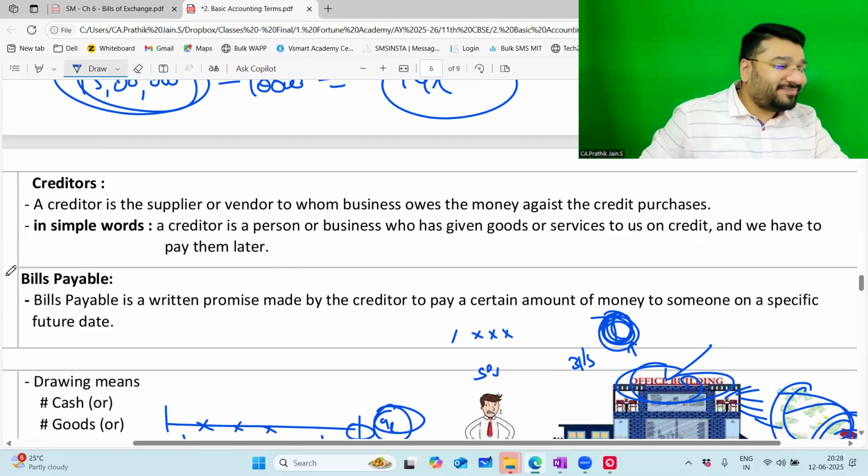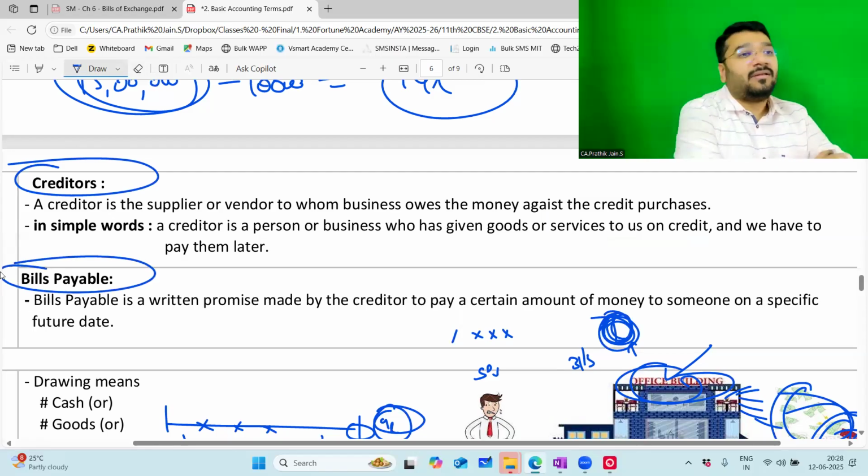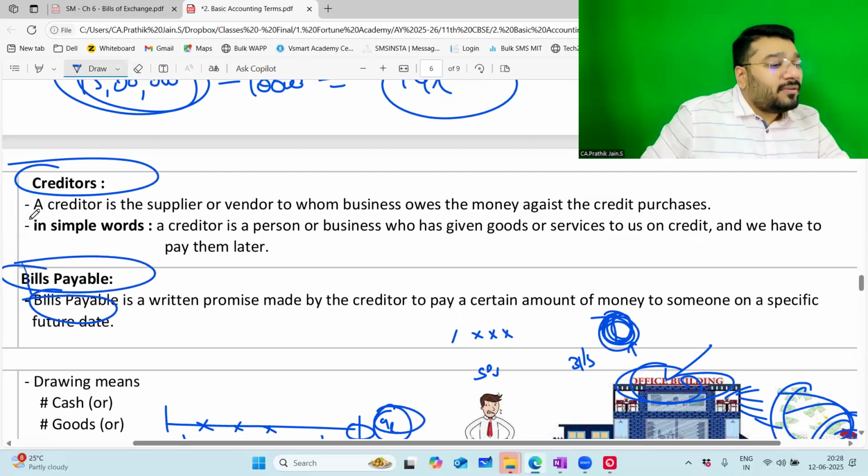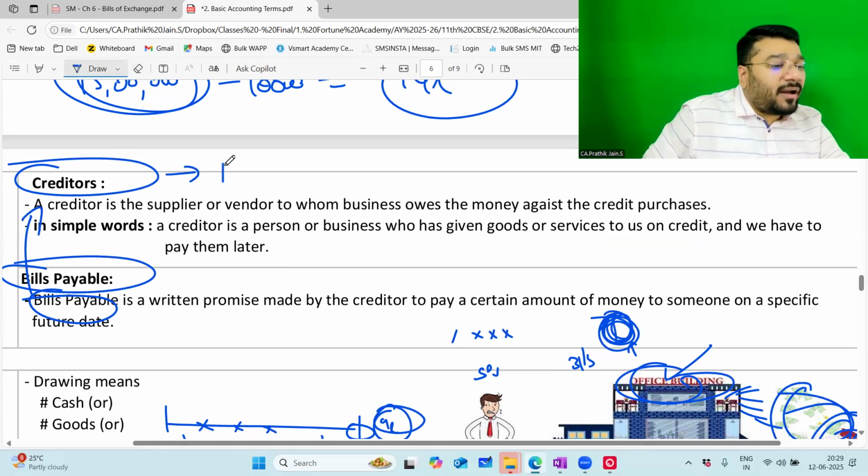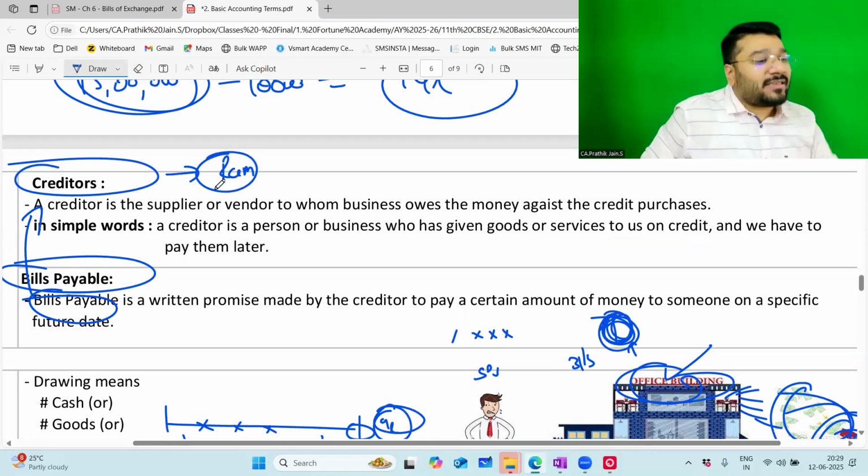Go. No problem. Creditors. Clear? Next, bills payable. Bills payable is the same as creditor. In our example, I gave Ram as creditor. Ram is creditor. Ram itself is bills payable.